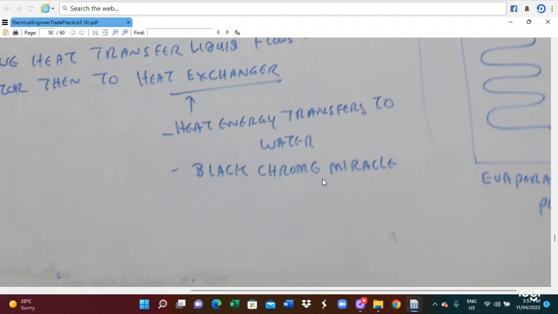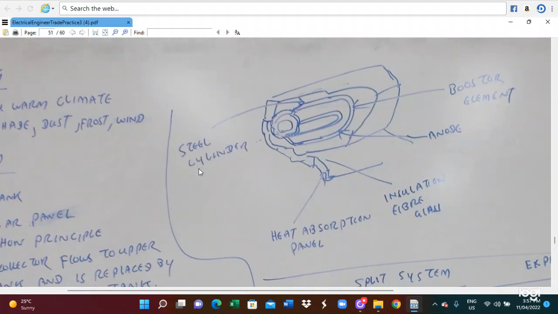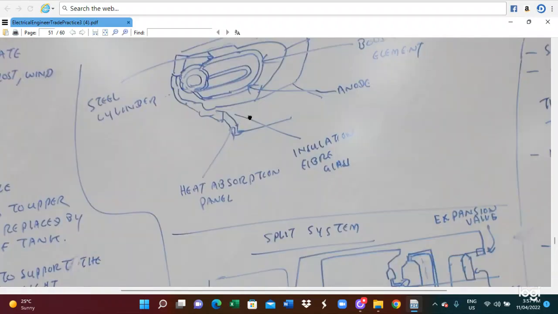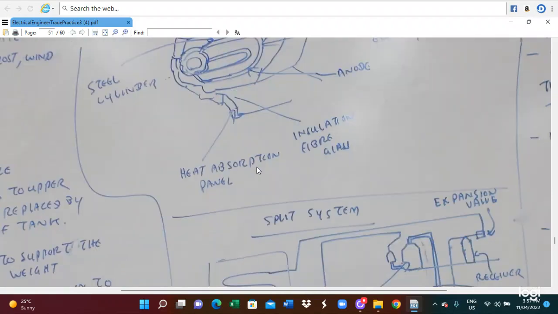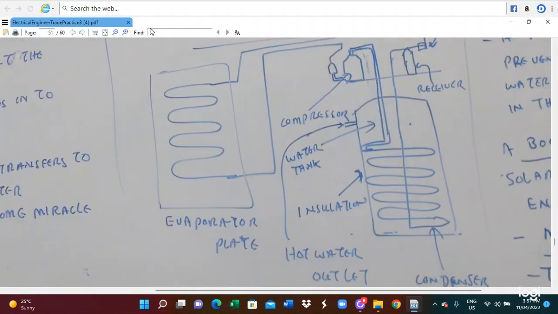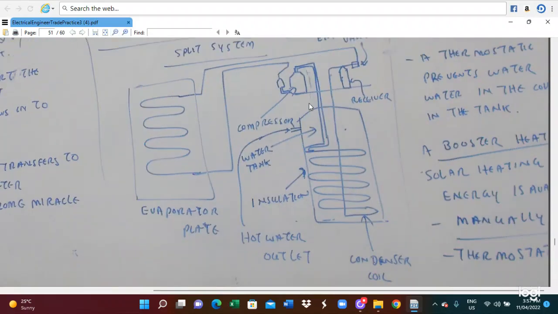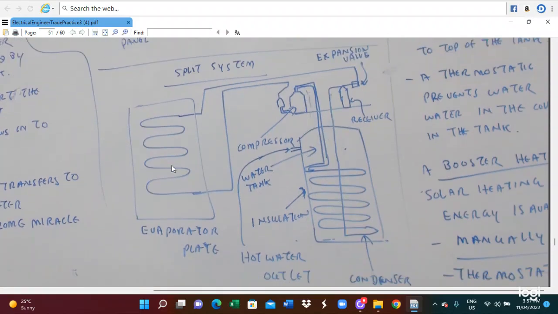In this case, we use a blast chromis marker. So here is the construction of the solar water system: solar water bottom element, anode, steel, and heat absorbing panel, insulation. So here is a split system. The system construction in this case includes the expansion valve, receiver, compressor, water tank, and evaporator. They are components of the system.